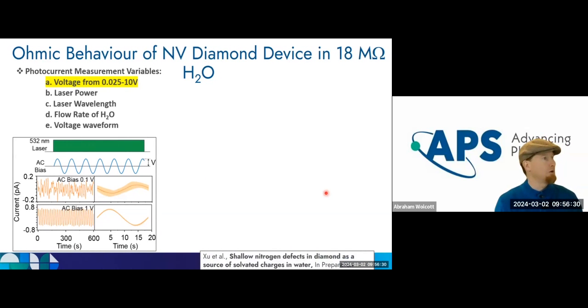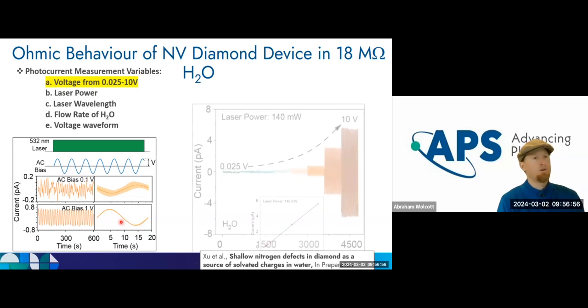Well, we can change the voltage, the laser power, our laser wavelength, the flow rate of water, as well as the voltage waveform. On the left-hand side, we can see that we're radiating with a green laser light with an AC bias. We can notice that the overall noise of our signal is quite large when the bias is low. If we increase the bias, we end up with a better, less noisy photocurrent.